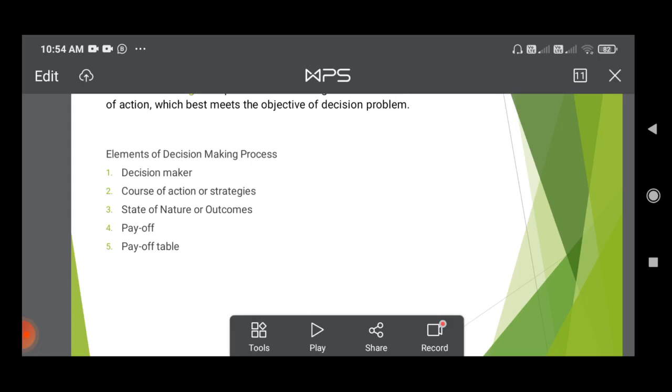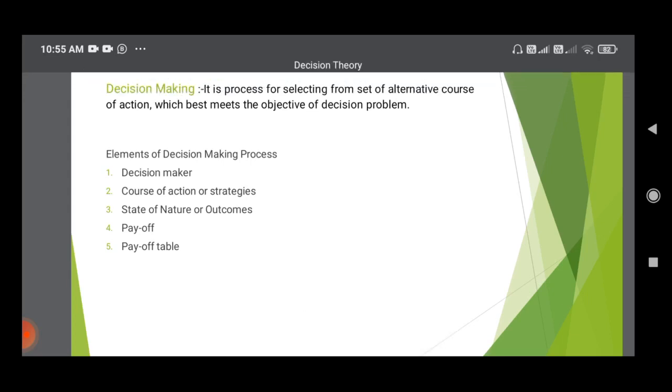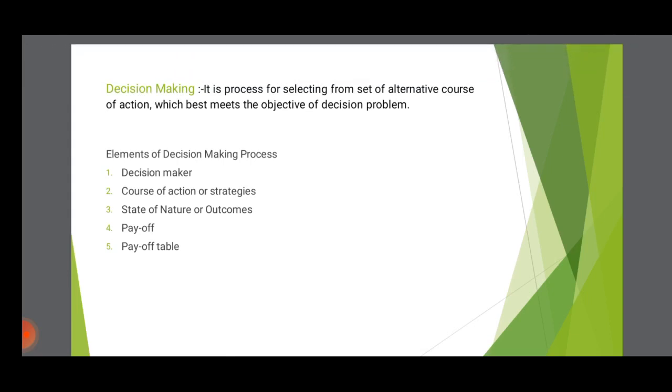Third point, state of nature or outcomes. These are the events which indicate the occurrences which are not under the decision maker's control and which determine the level of success for a given strategy. Next point, payoff. Each combination of course of action and state of nature is associated with a payoff, also called the conditional payoff, which indicates the net gain to the decision maker for that combination.